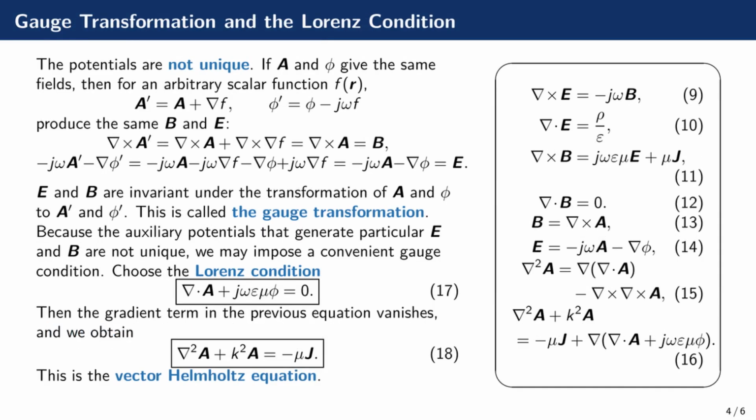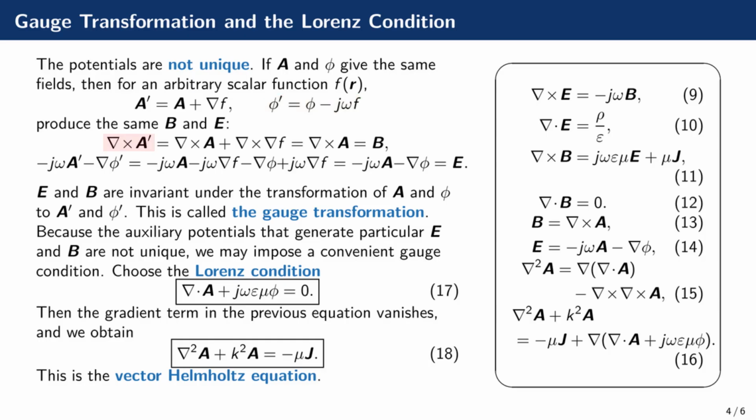At this point, we should notice that the auxiliary potentials are not unique. Suppose that A and phi give particular fields E and B. Now, for any scalar function f, we can define A prime equals A plus the gradient of f, and phi prime equals phi minus j omega f.